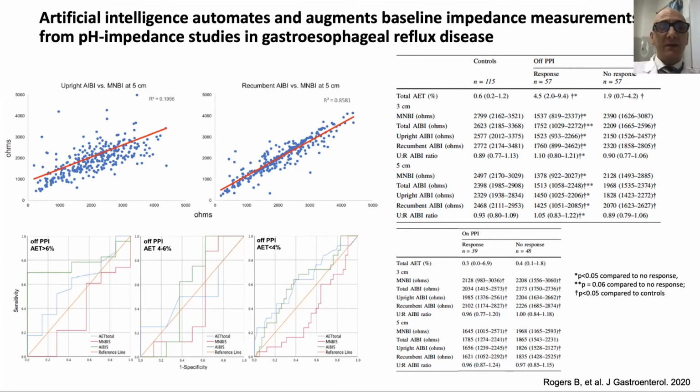Artificial intelligence baseline impedance was compared with the mean nocturnal baseline impedance, and the results showed that recumbent artificial intelligence baseline impedance, but not upright AIBI, strongly correlated with the MNBI. The authors concluded that when the upright to recumbent AIBI ratio was close to 1 or higher than 1, there was a very strong probability of a positive outcome to treatment.